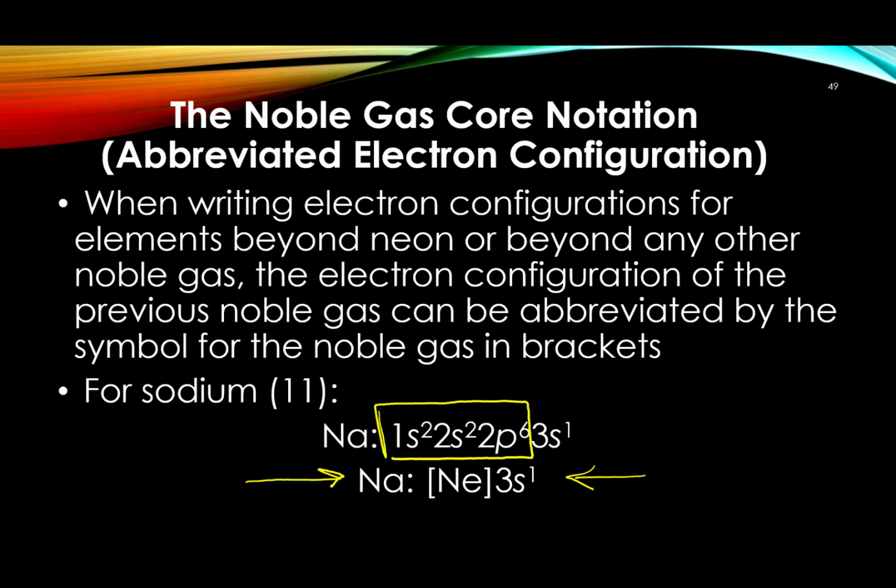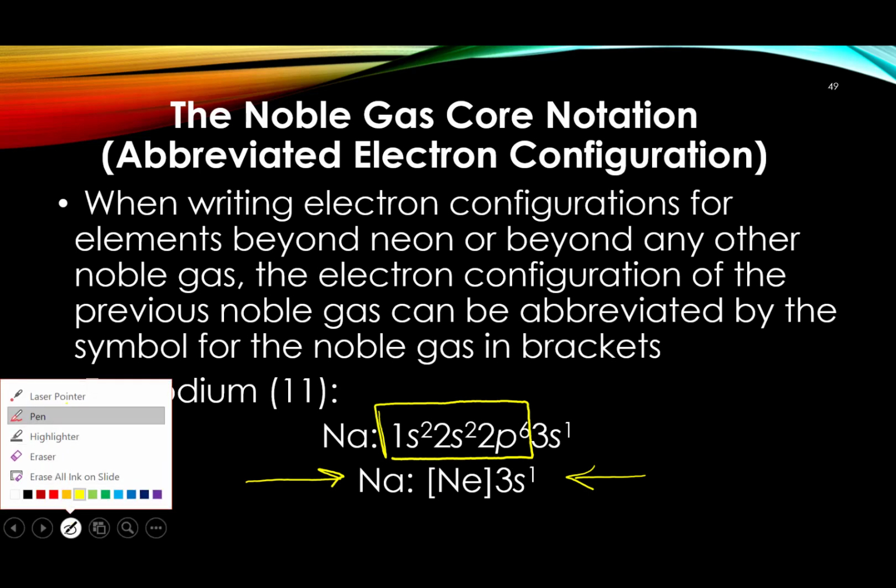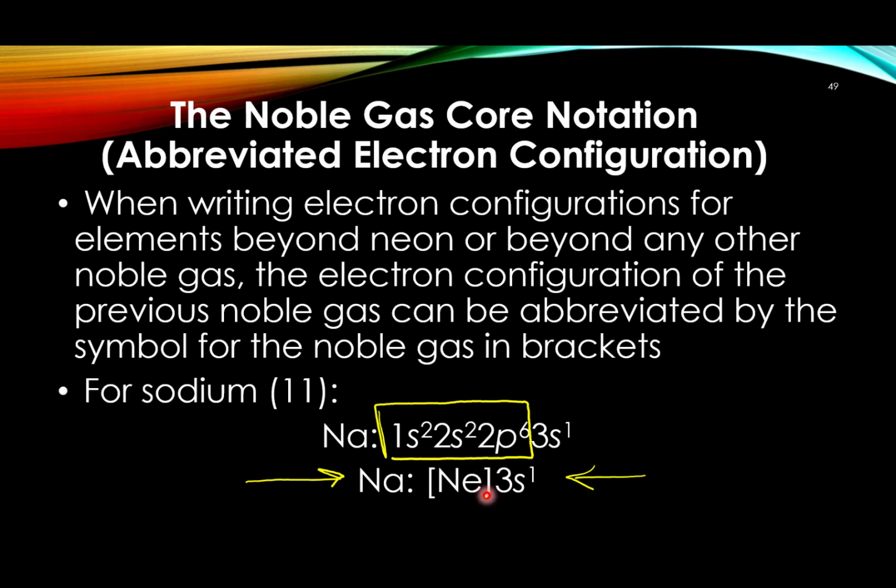Then rather than sitting down and writing all those s, p and d's, you could use the noble gas that comes first before that element and write the rest, which will be for the element itself. And you always have to make sure that your noble gas is in brackets. It has to always be in brackets.